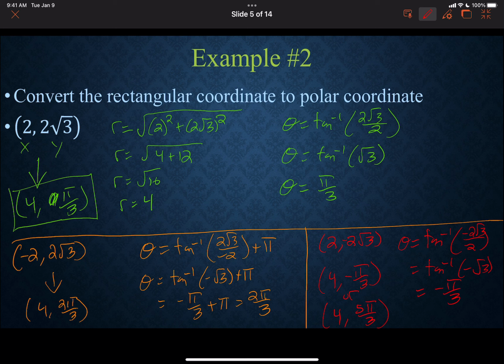All right, so you just have to kind of watch out when there's negatives involved with the coordinate points. If x is negative, you add on pi to the theta equation. If y is negative, we don't care. We just solve it out and see what happens.